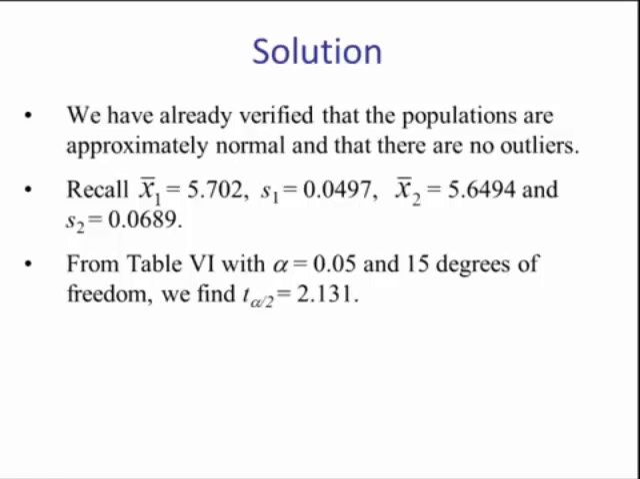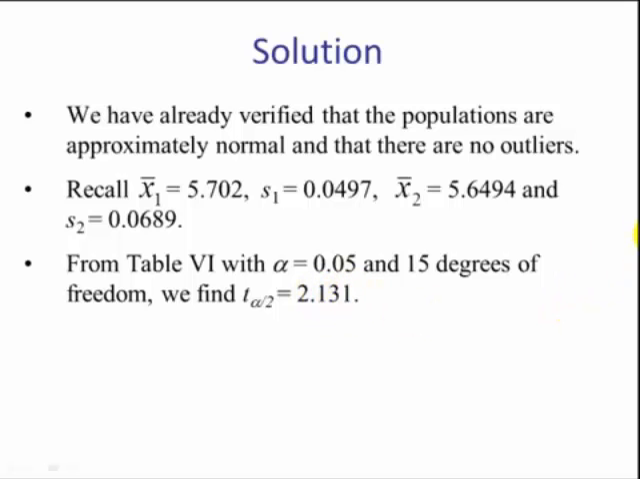X bar for traditional quarters was 5.6494 with a sample standard deviation of 0.0689. If we were doing this by hand from table 6 with an alpha level of 0.05 and 15 degrees of freedom, we get the 15 degrees of freedom because we take the smallest of n minus 1. We see that the table would give us 2.131.